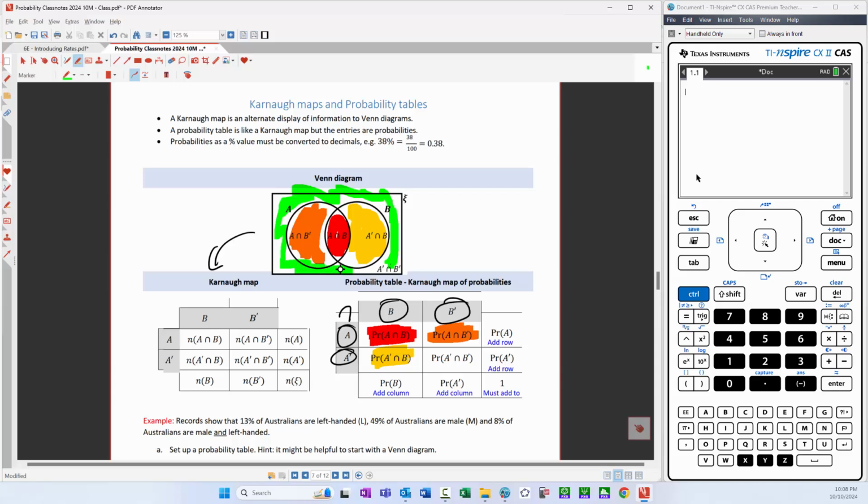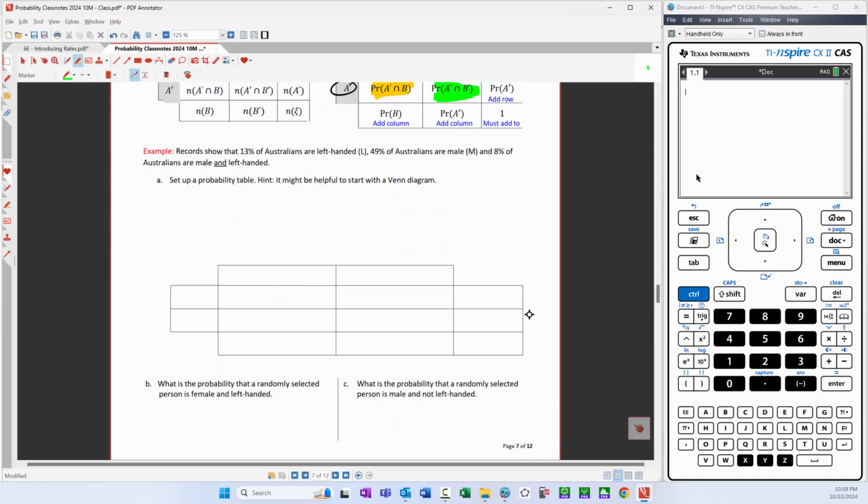All right, that's this outside bit here. And that's going to be not A and not B. All right, so what we'll do is we'll do this one with a Karnaugh map, or we'll do this one in particular with a probability table.